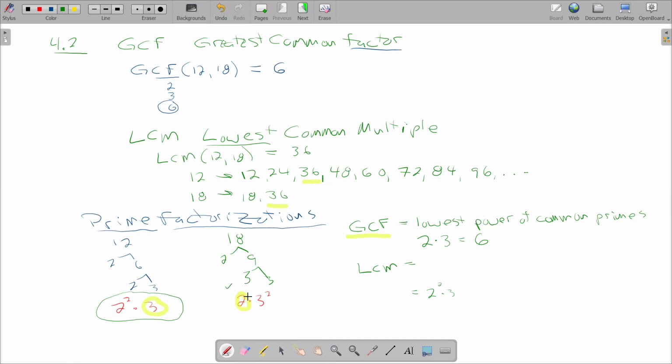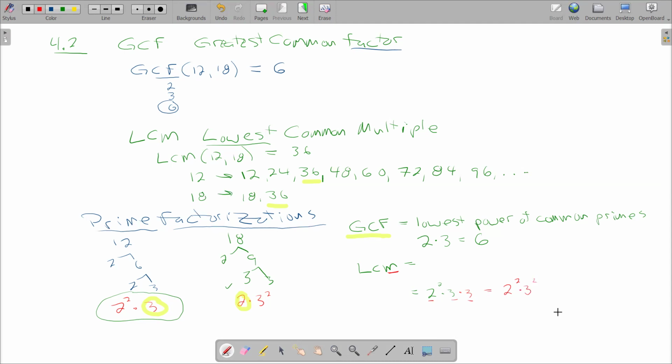So that's done. Check. Then I look over at the next part. Next part of 18 says you need 3 squared, 3 times 3. So I look at my factorization over here. I have a single 3. So that means, if this is going to be a multiple of 18, I need another 3 in there. And now I have the 2 I need right there. And I have the 3 squared that I need. So I can then say that the LCM of 12 and 18 is 2 squared times 3 squared.